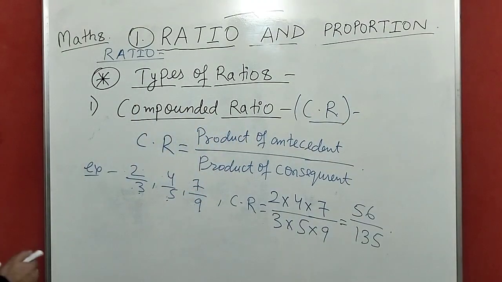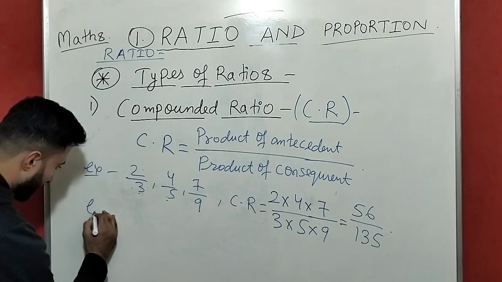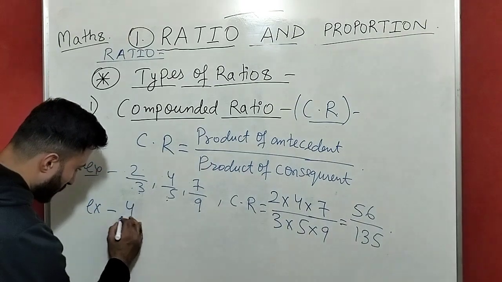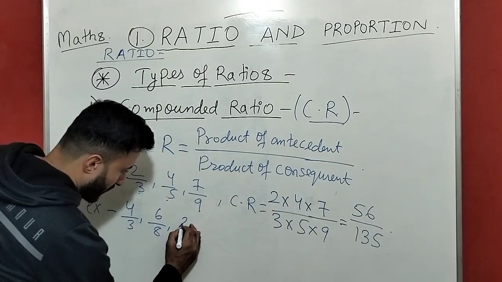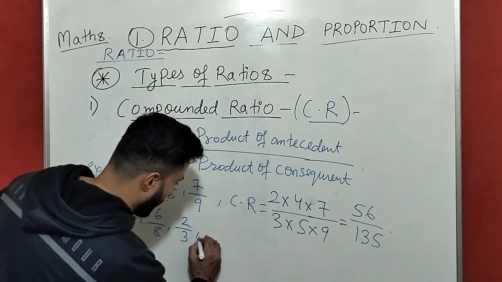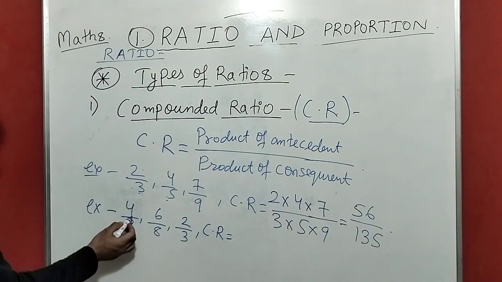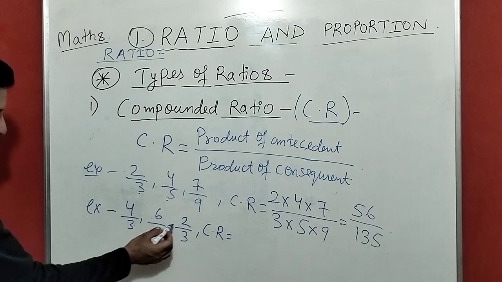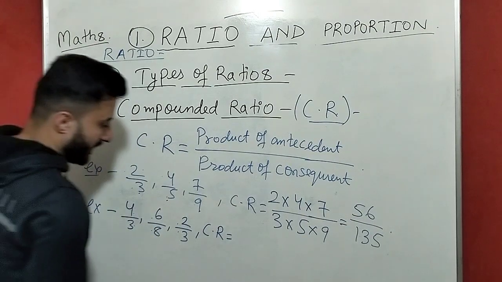Another example, if I take, suppose 4 by 3, comma, 6 by 8, comma, 2 by 3. These are the given ratios, and you have to find the compounded ratio.